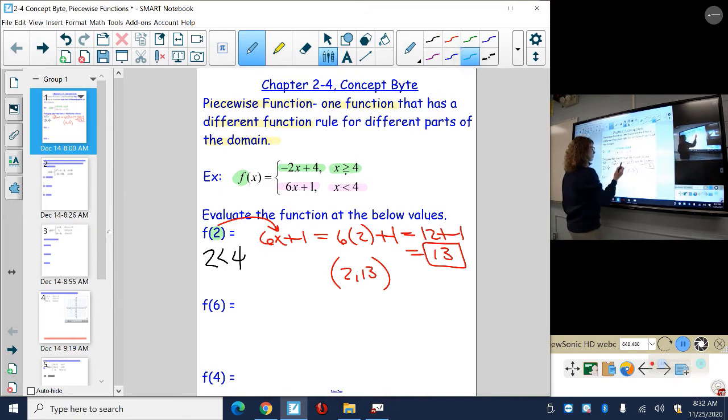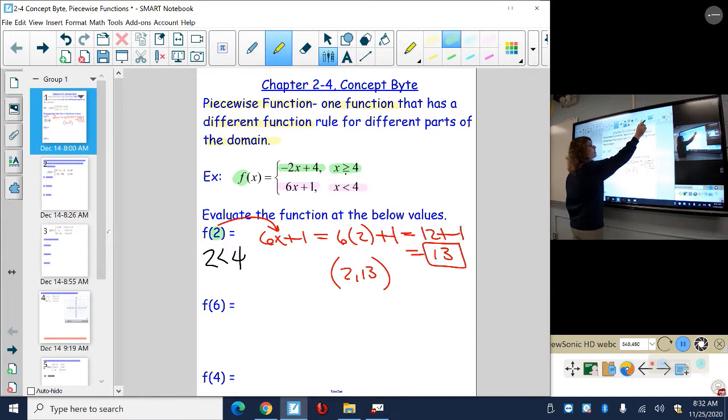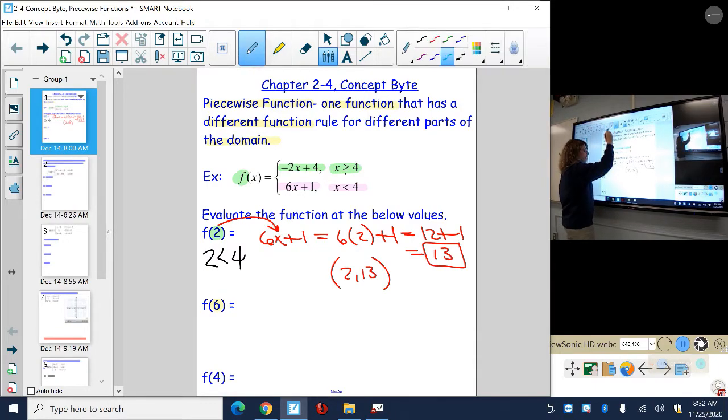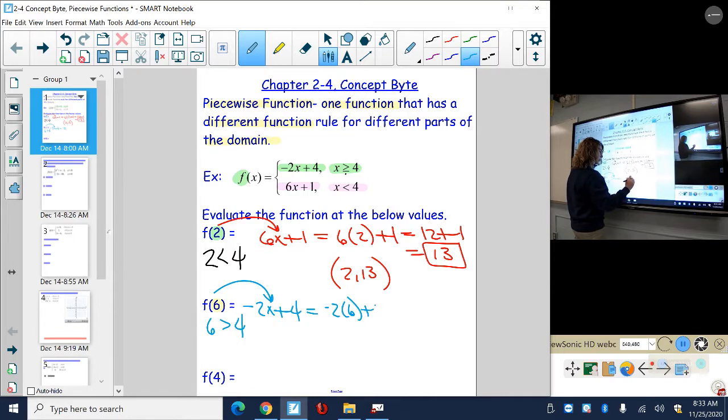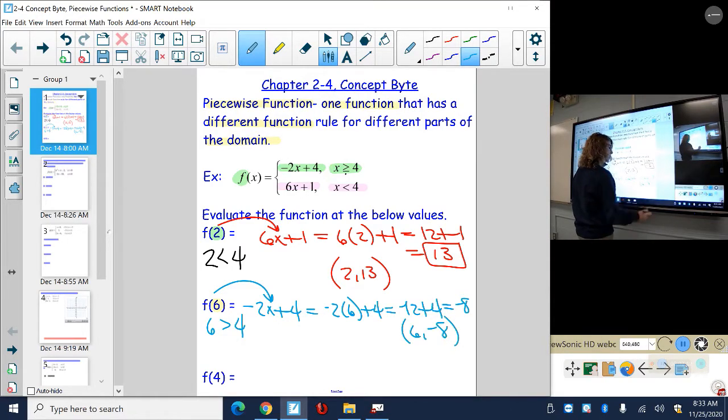So again, I give you the ordered pair. This time, I give you 6. Where does 6 fall? Is 6 going to be what compared to 4? 6 is greater than 4. So since 6 is greater than 4, I'm going to use the top part of this function, which is negative 2x plus 4. Every place I see an x, I'm going to plug in the value 6. So that's negative 2 times 6 plus 4. Negative 12 plus 4 is going to give us a negative 8. So now I have the ordered pair 6, negative 8. Okay?